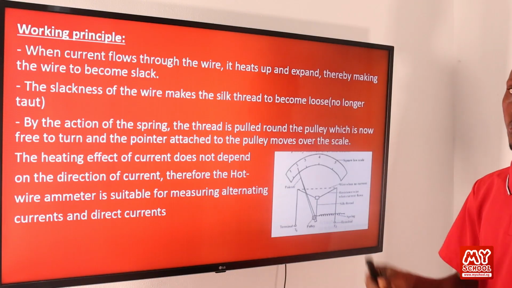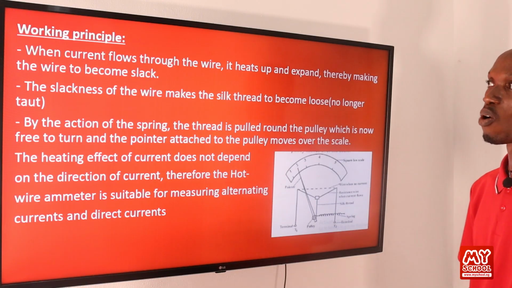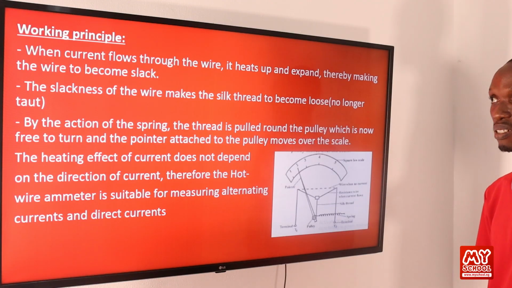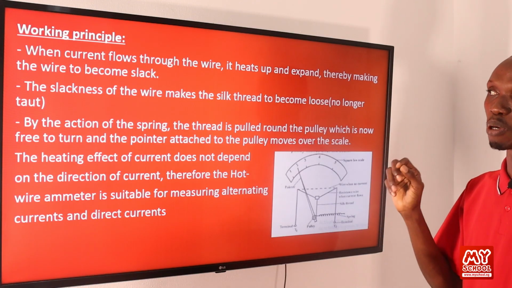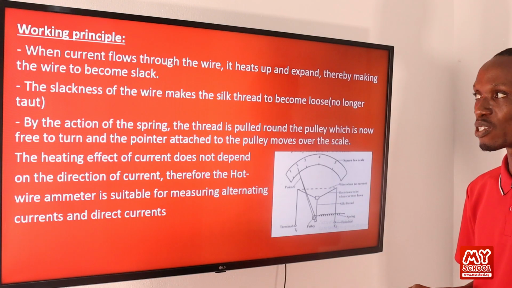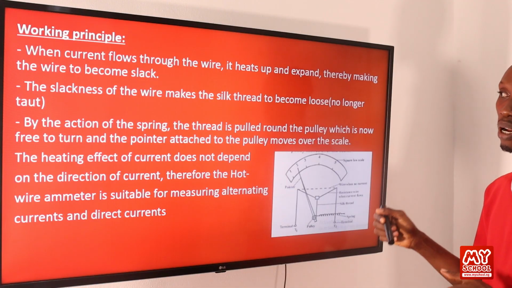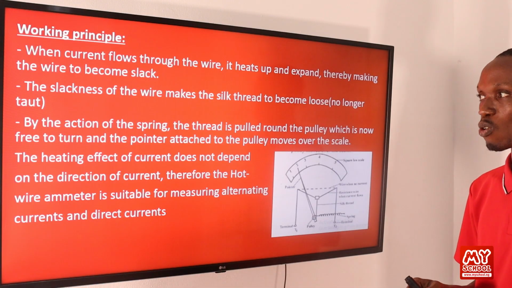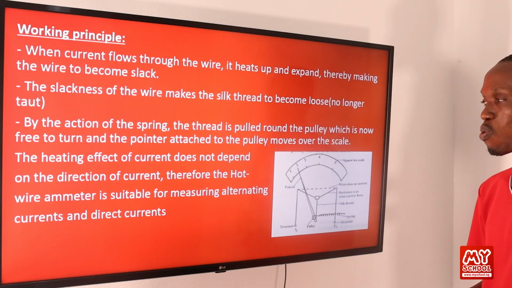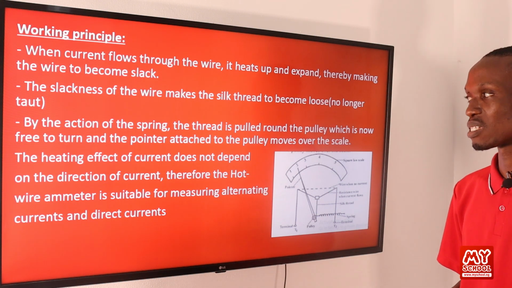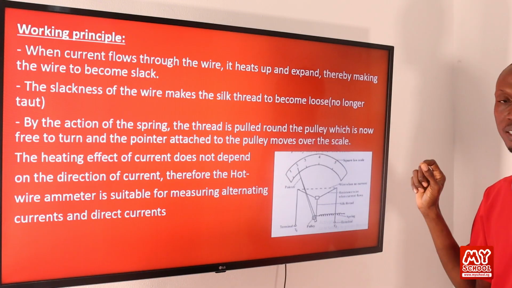So what is the working principle? When current flows through the wire, it heats up and expands, thereby making the wire become slack. The slackness of the wire makes the silk thread become loose, no longer taut. By the action of the spring, the thread is pulled round the pulley, which is now free to turn, and the pointer attached to the pulley moves over the scale.